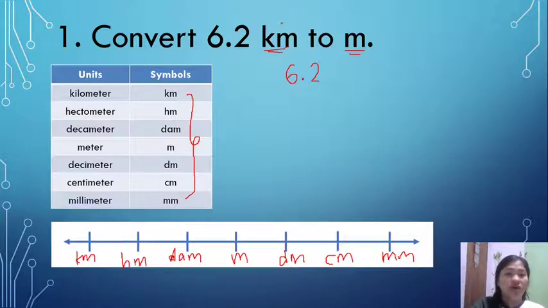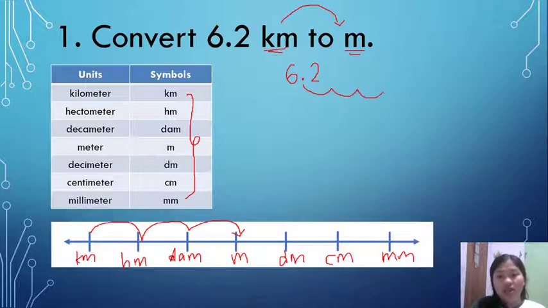So from kilometer, going to meter, we are just going to count how many moves we are going to make. That means the movement of the decimal point. So this is kilometer and this is meter. Let us count. You have here 1, 2, 3. So from kilometer, we are going to make 3 moves going to the right. If this is your decimal point, we are going to move 3 units to the right. You have here 1, 2, 3. And then the decimal point moves here. How about these empty spaces? You are going to fill these in with zeros.